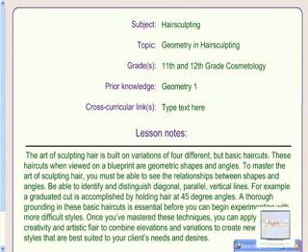These haircuts, when viewed on a blueprint, are geometric shapes and angles, and to master the art of sculpting hair, you must be able to see the relationships between shapes and angles. You must be able to identify and distinguish diagonal, parallel, vertical lines. For example, a graduated cut is accomplished by holding hair at 45-degree angles. Thorough grounding in these basic haircuts is essential before you can begin experimenting with more difficult styles.